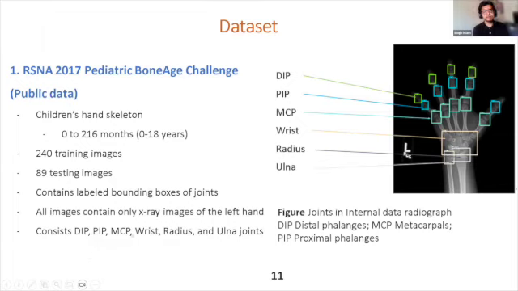It also consisted of the different joint type labels. For example, over here we have the DIP, PIP, MCP, wrist, radius, and ulna joints. These were also predicted by the model, like the particular joint type associated with the bounding box that it was detecting.